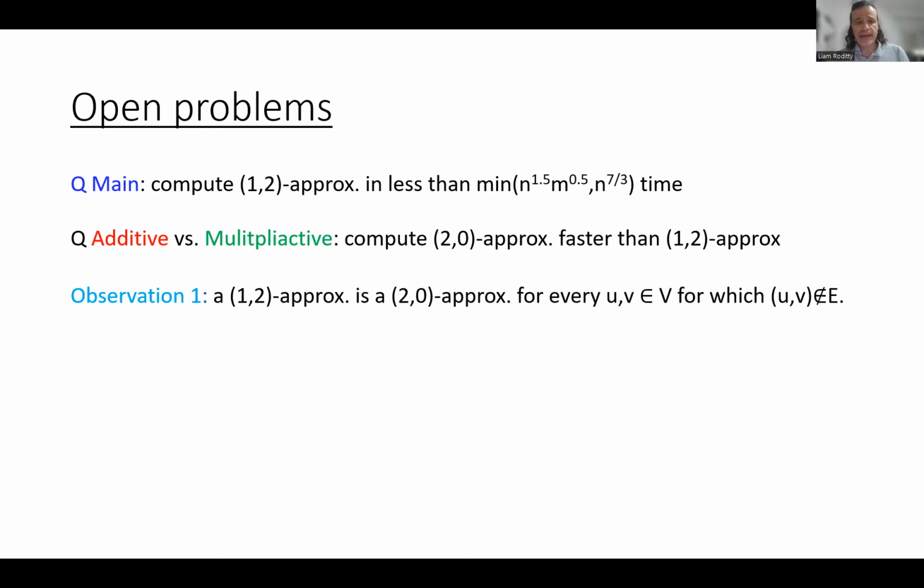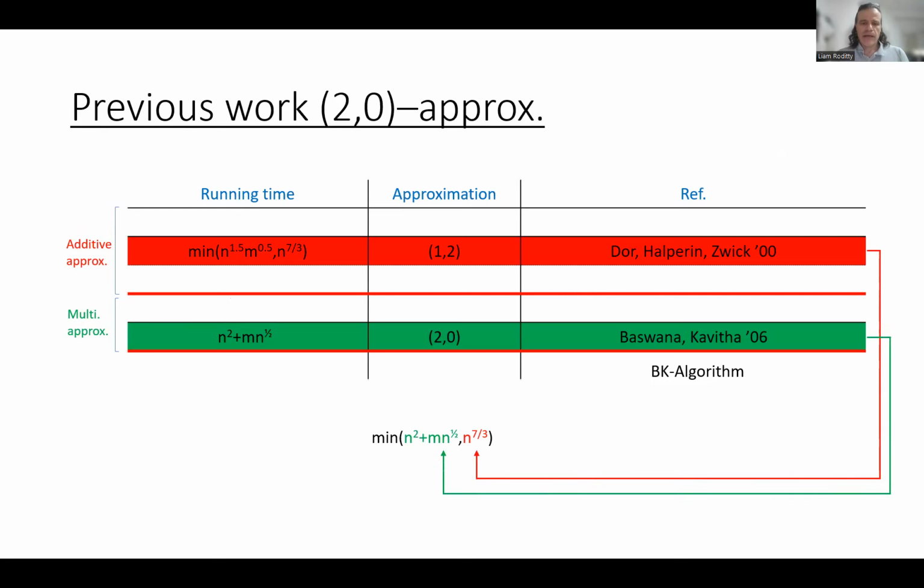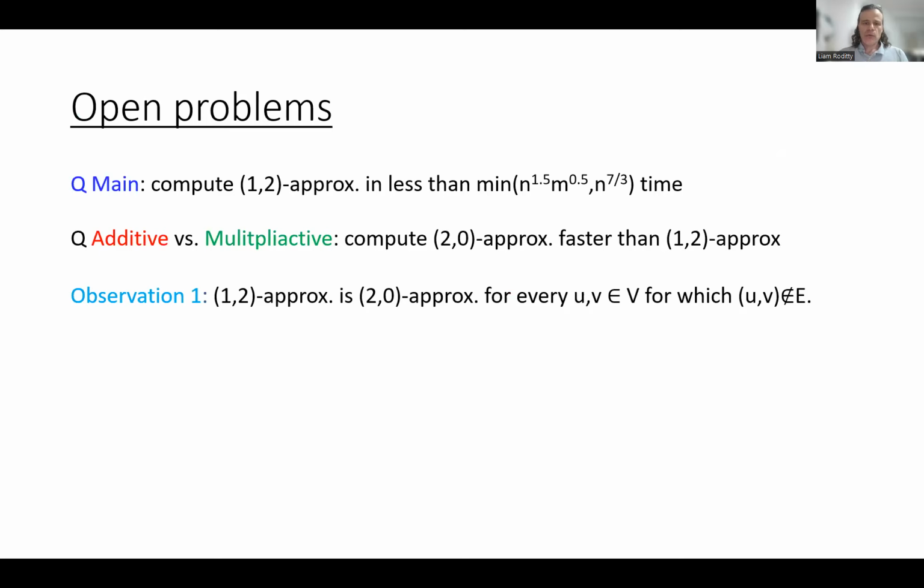for it, because a (1,2) approximation is a multiplicative 2 approximation for every pair of vertices that do not share an edge, and checking whether there is an edge or not is linear in the number of edges, so we can get this relation. So what we can get from the existing results is that we can get a multiplicative 2 approximation in the running time which is the minimum between Baswana and Kavitha's result and the Dor, Halperin, and Zwick result for dense graphs. And this will be the cutoff in which of the two algorithms we are going to use. So the result that we get just out of the box using the techniques that we have is this.